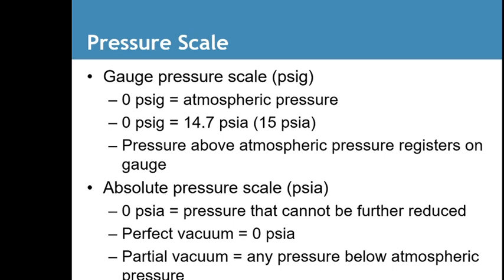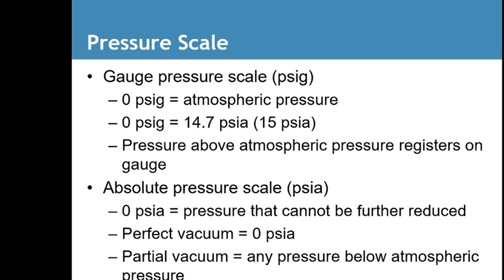And the absolute pressure of PSIA: 0 PSIA equals pressure that cannot be further reduced. You cannot go below 0 atmospheric pressure. A perfect vacuum is at 0 PSIA. But we pull vacuums on PSIG, not PSIA. Your gauges are showing you PSIG.